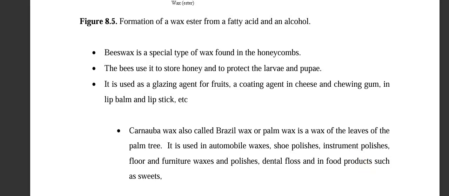Sometimes this is beeswax. A domestic example of a wax is simply beeswax, which is a special type found in honeycombs. The bees use it to store honey, and to protect the larvae and the pupae. These are simply the stages that the bees take to mature, right? You've seen those white things in the honeycombs, like those people who harvest honey. They're the white things that are always next to the honey, right? Yes, that's what we call beeswax.